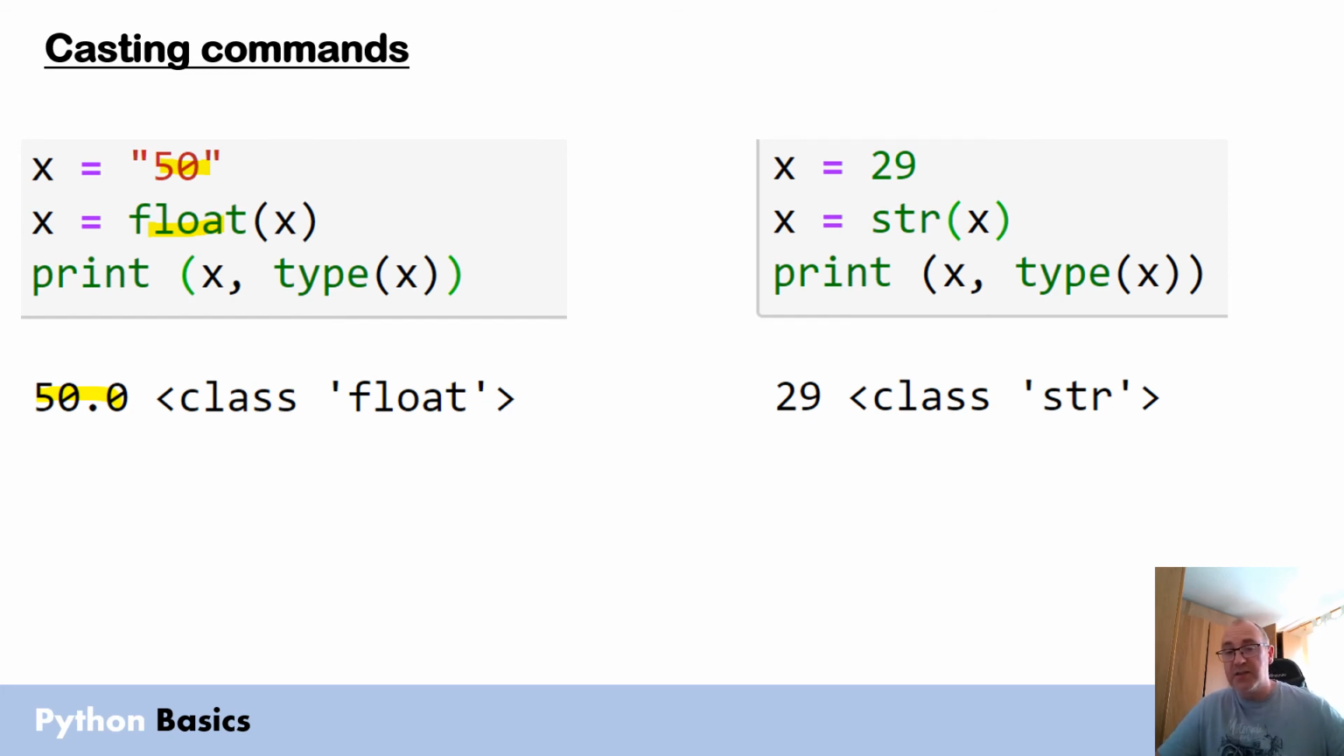We can also cast to a string, so I could, if I wanted to, take an integer number and then cast it into a string. So you can see here, although it says 29, they look almost identical. Notice the data type has changed to a string. It's no longer an integer, so it has cast it.